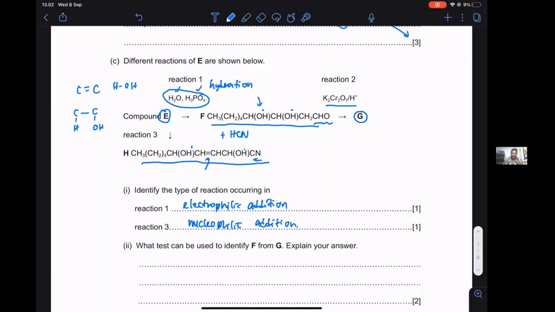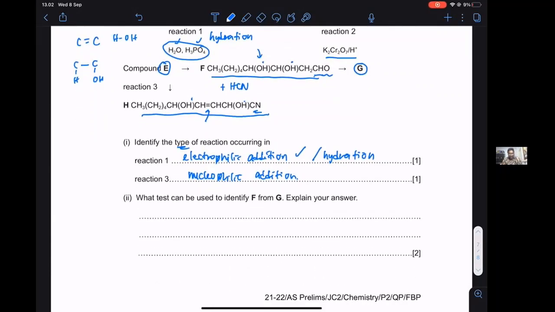So this one, hydration, is the reaction where the double bond is broken, so therefore it's an electrophilic addition. I do give the answer if you mention hydration, because they ask for the type of reaction, so we can still accept this. Now, what test can be used to identify F from G?